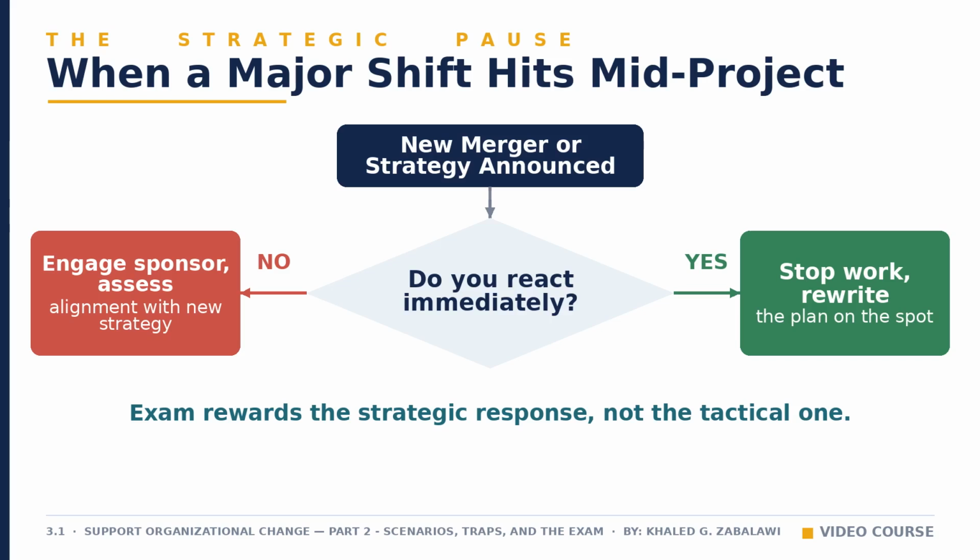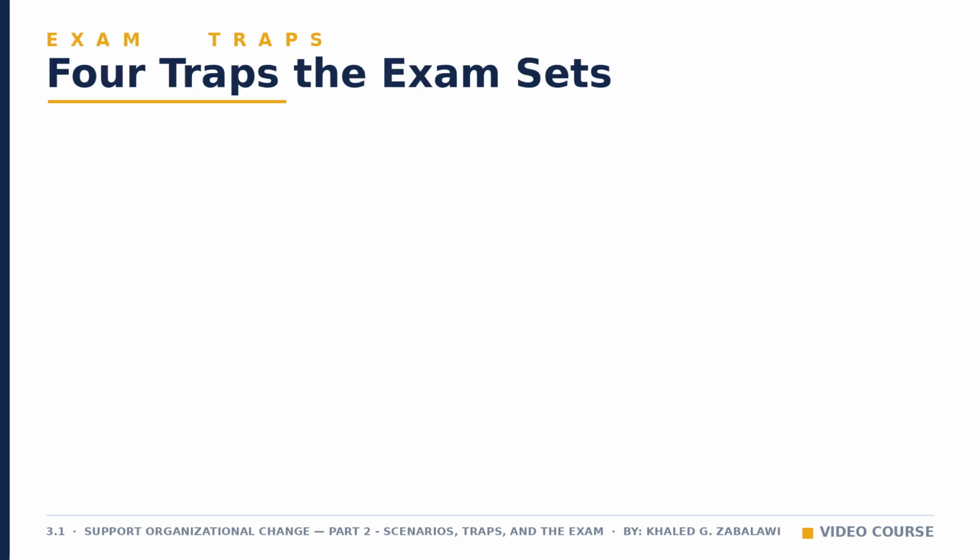On the exam, when a major organizational shift appears mid-scenario, the correct answer is almost always to check alignment first, not to immediately update logs or halt the schedule. These 4 traps appear again and again in situational questions, each disguised as a reasonable-sounding action.